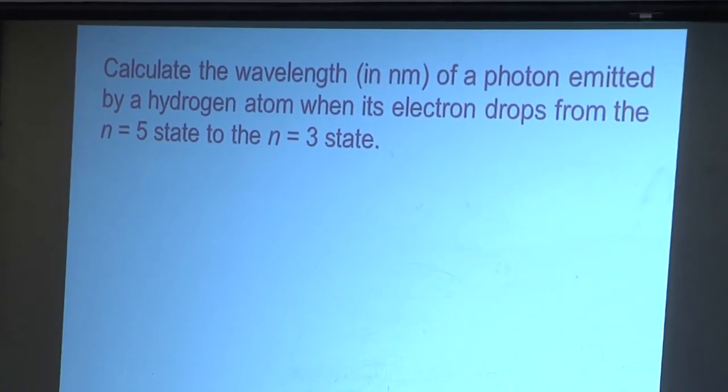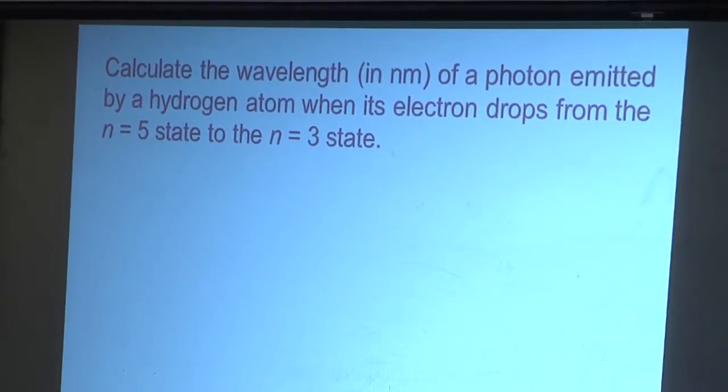So calculate the wavelength in nanometers. Nanometers tends to be, particularly when we're looking at light in the range of visible, UV, IR, what we can see and close to what we can see, a very good unit because it gives us nice numbers, right? Usually in the hundreds, things that we can deal with very easily. So calculate the wavelength in nanometers of a photon emitted by a hydrogen atom when its electron drops from the n equals 5 state to the n equals 3 state.